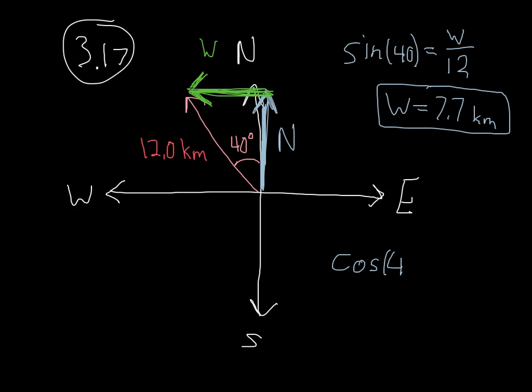Cosine of 40. What's the general definition for cosine? Adjacent. I look at my angle. My north side is adjacent to my 40 degrees, so it's got to be north divided by my 12. I can shuffle this around, do my algebra and solve, and find that the north vector is 9.2 kilometers.